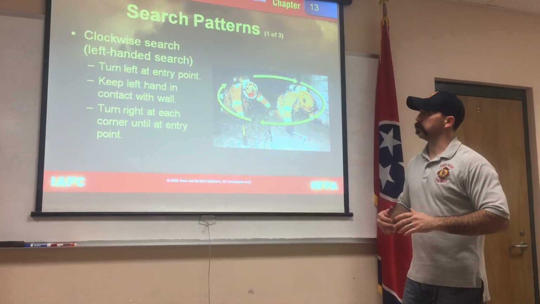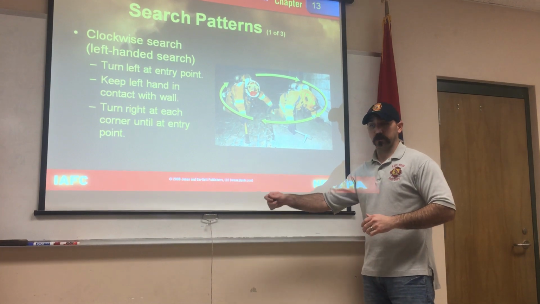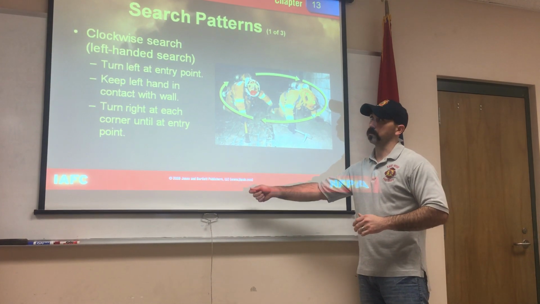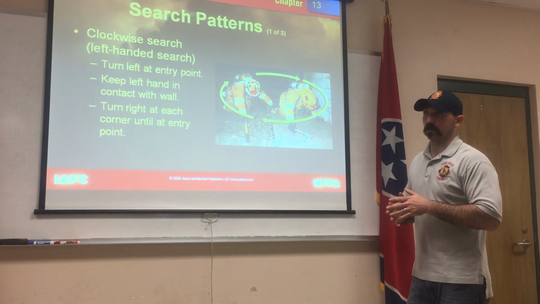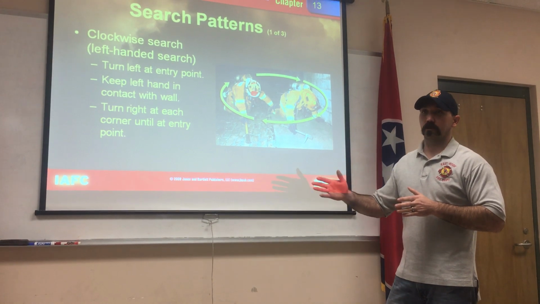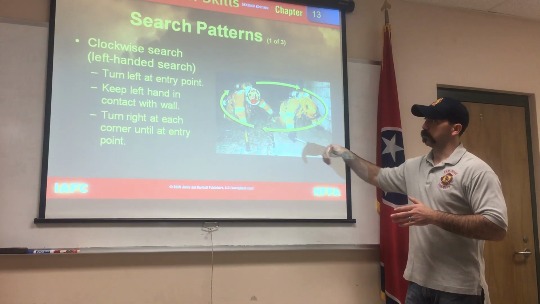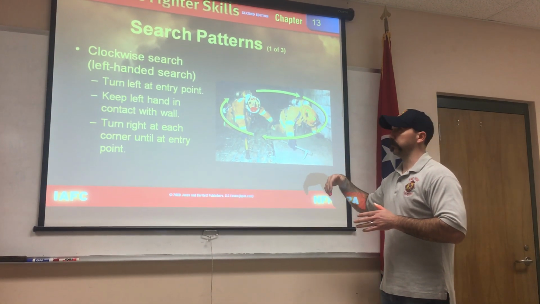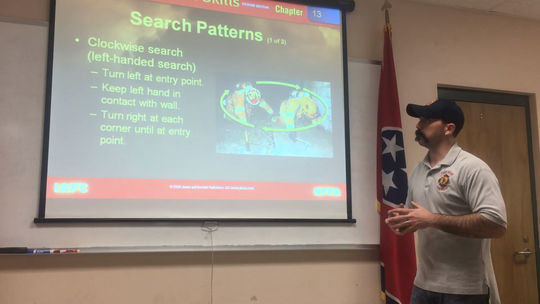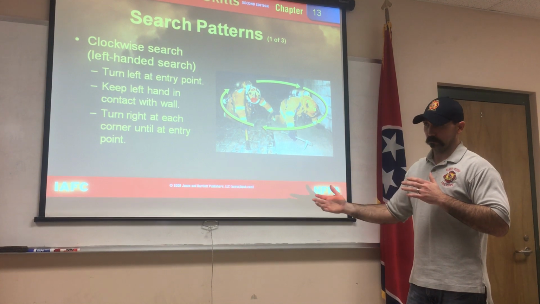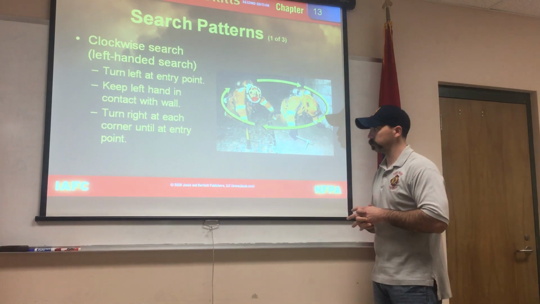His partner behind him is stretched out, staying in contact with him the whole time, using his tool or extremities, reaching out all the way to the middle of the room. Once the lead guy comes to a corner in that room, he's going to turn right, and he's going to work his way all the way around that room until he gets back out to the entry point. Once that room is cleared, you're going to leave that room and either mark it or close the door behind you.